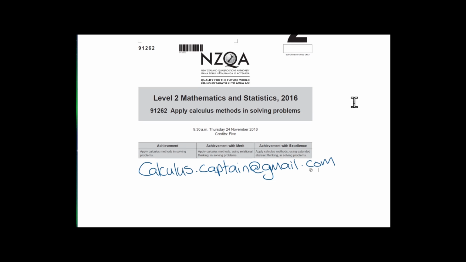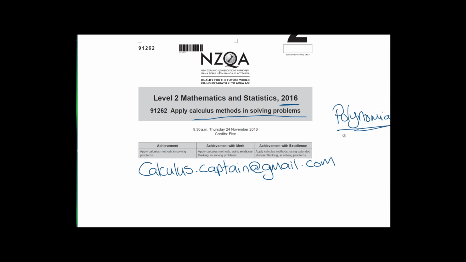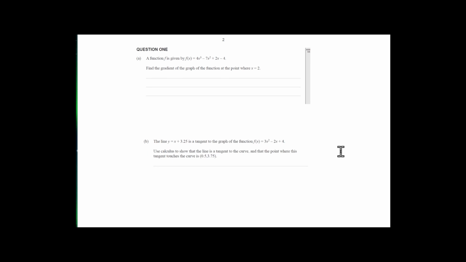That said, let's do the 2016 Introduction to Calculus Methods in Solving Problems. Really, it's just calculus with polynomials. And all of the time I'm going to be using my trusty Casio calculator, and that's all I'll be using. I don't think I've done these exams. I may have done them way back in the day, but I certainly don't remember doing them.